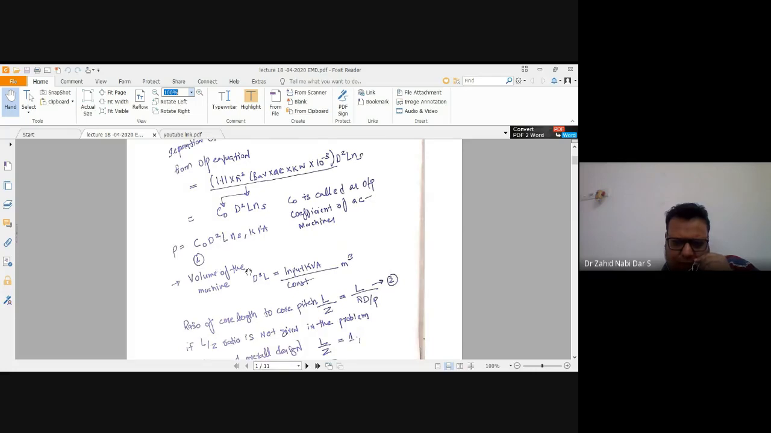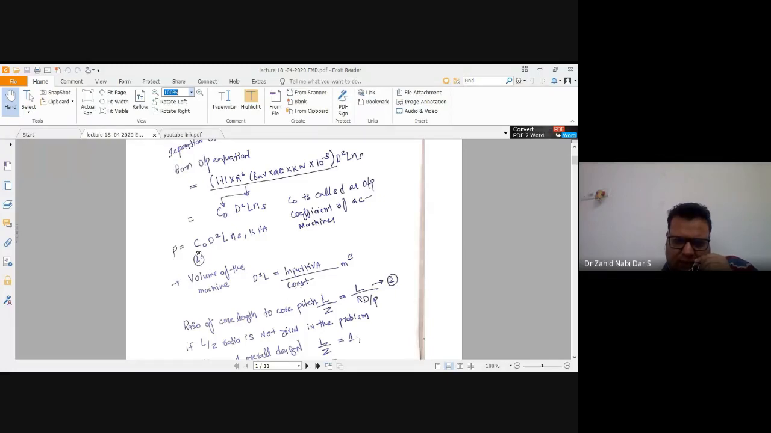Now the volume of the machine is d square L. So you can write d square L is equal to input kVA divided by a constant term. The constant term would be your C naught, and ns will remain constant because ns is the synchronous speed. It is dependent on the number of poles. It's 2f by p. Frequency will not change. It will always remain 50 hertz, and the number of poles which you are connecting will also not change. Hence it will remain constant.